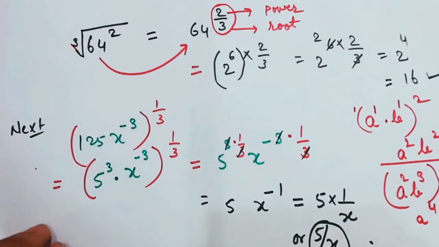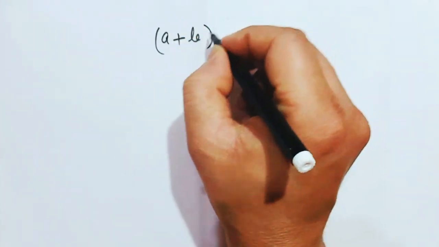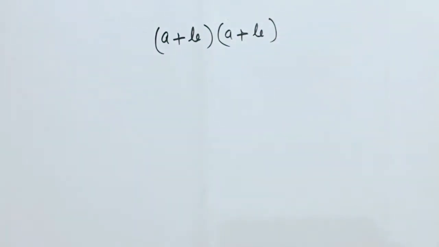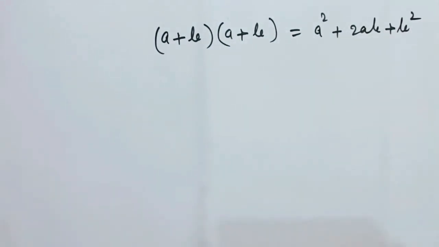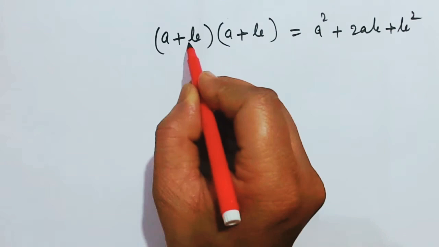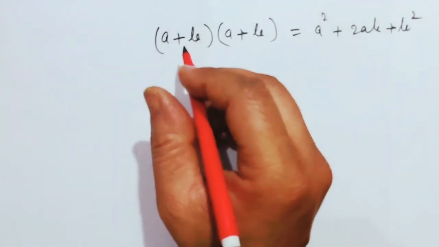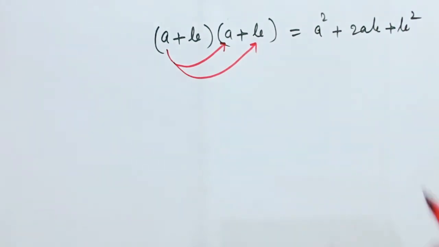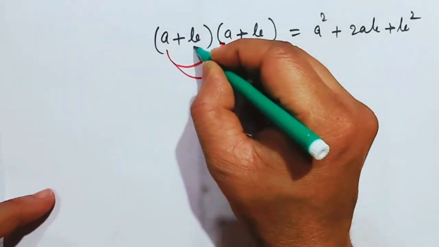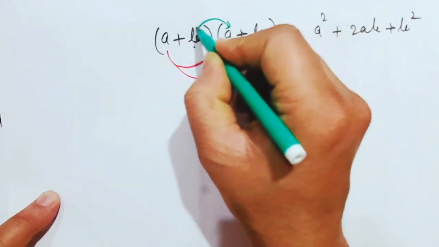Before we start the next one, I would like to give you a small formula. If a plus b is multiplied by a plus b, what do we get? We'll get a square plus 2ab plus b square. Now you ask someone, how did you get this? And they would just be dumb, they won't be able to speak up because they have only learned this. Actually, when a plus b is multiplied with a plus b, we use the distributive law. Have a look. a should be multiplied to a first, and then a should be multiplied to b. Similarly, b should be multiplied to a, and then b should be multiplied to b.